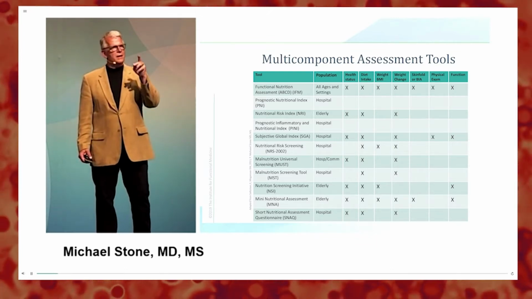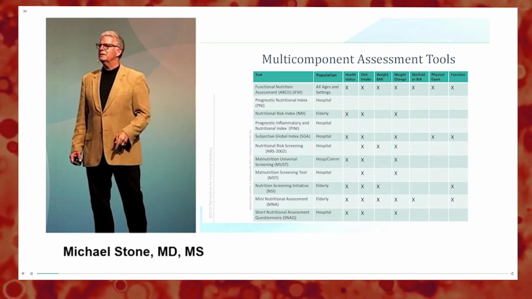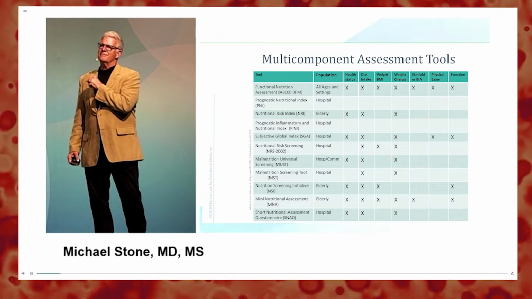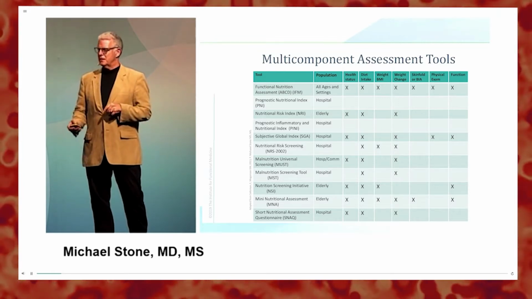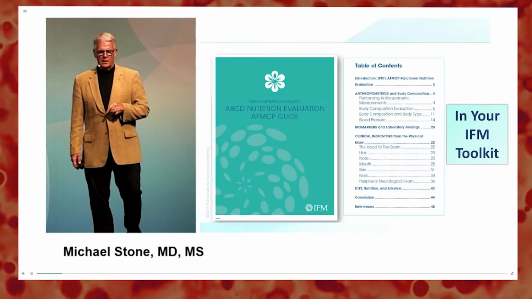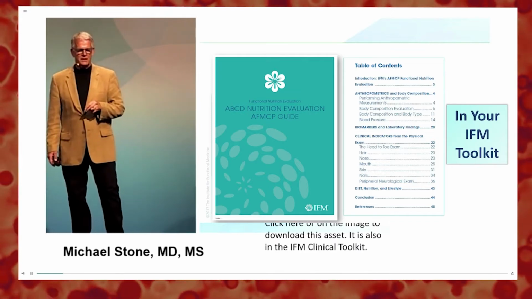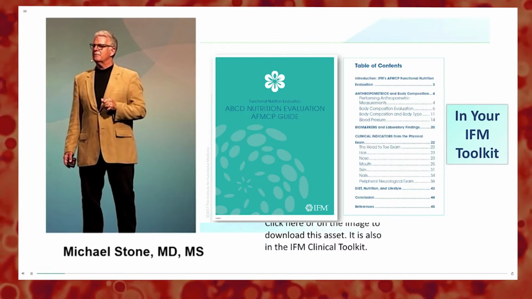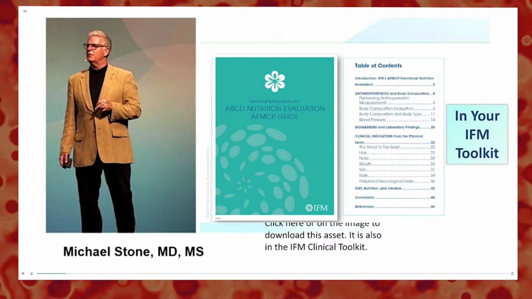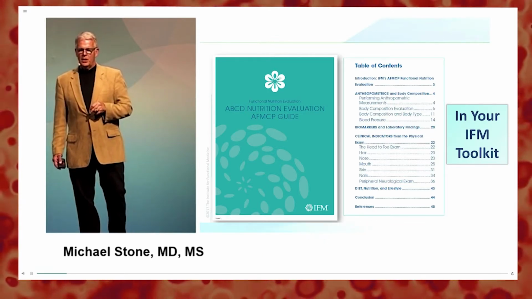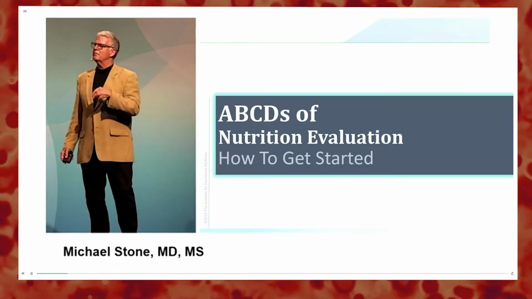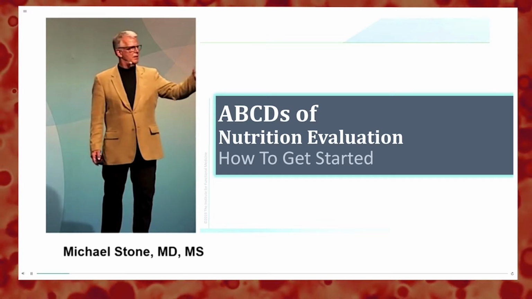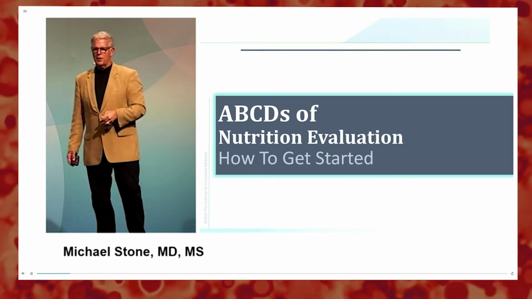There's only one evaluative tool on this whole list that clicks all the boxes. And that's the ABCDs in nutrition evaluation. You have an ABCD nutrition evaluation IFMCP guide, which is about a 40-page document in your digital folder. So you'll be able to download that. And we go into some pretty extensive description of the different tools and each step of this quick survey that we're doing today and tomorrow.